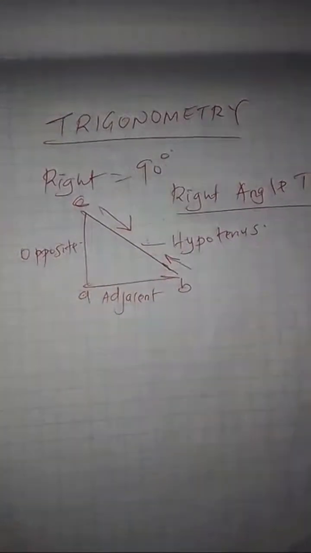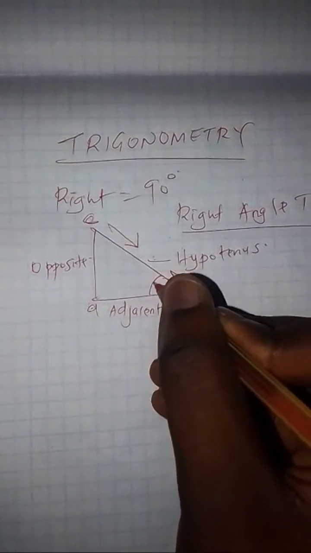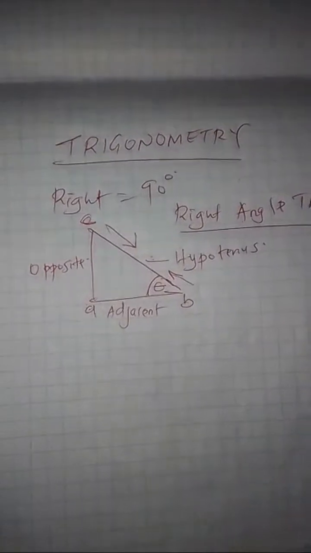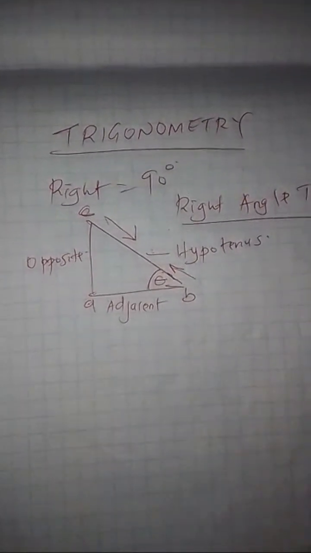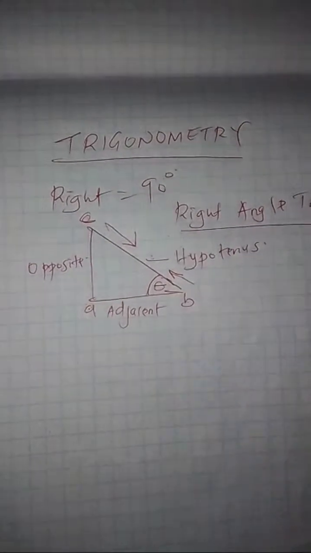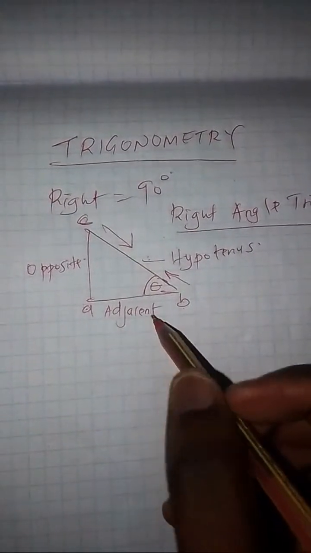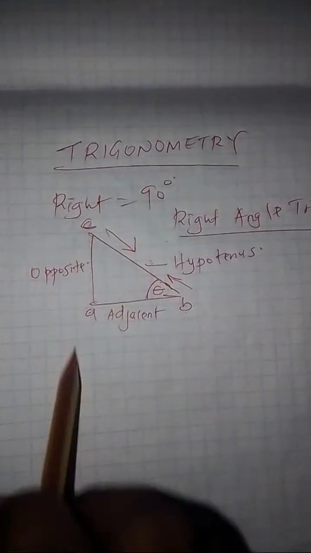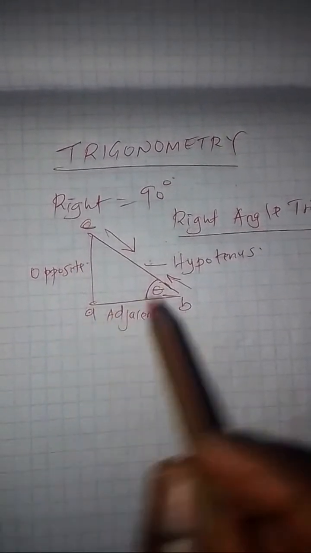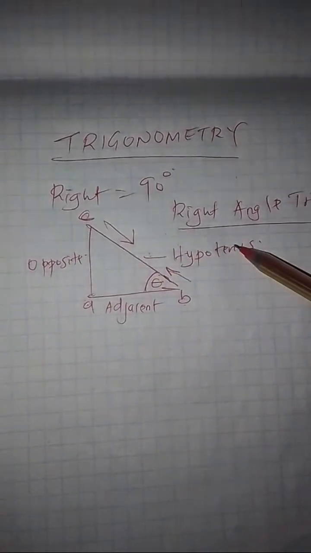So in short, we always have an angle here, and that angle we refer to as angle theta. So angle theta can be cos theta, sin theta, tan theta. From A to B, we've said it is the adjacent. Then A to C or C to A is the opposite side of this triangle. Then C to B or B to C is the hypotenuse side of this triangle.